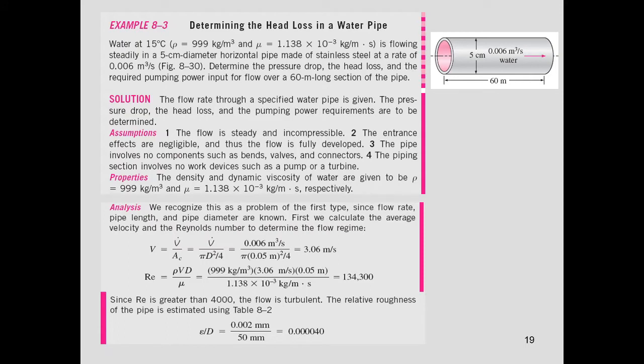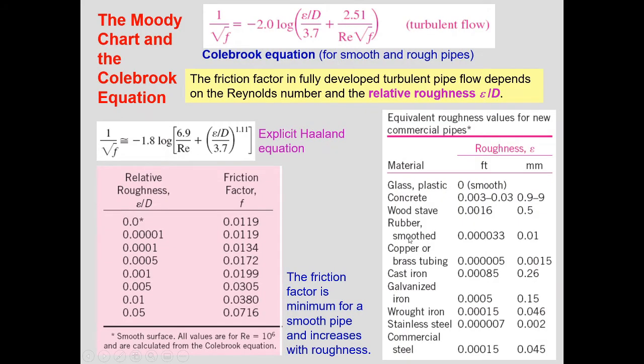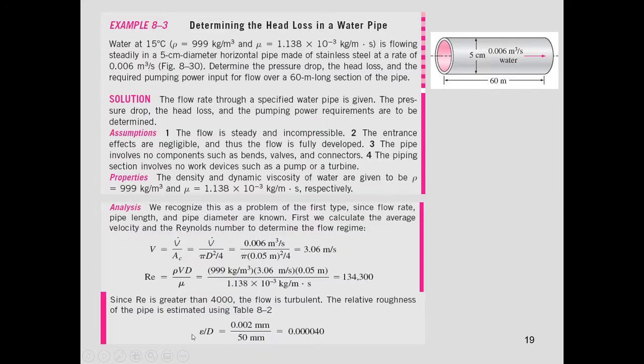Once you know the flow is turbulent, the important parameters that you need to know are first the Reynolds number and second the relative roughness of the pipe. So for relative roughness, epsilon over D, you need to get the type of pipe. The type of pipe is stainless steel, so we refer again to this table. For stainless steel, the roughness is equal to 0.002. So here we got the roughness of the pipe because of the material, and the diameter of the pipe is 50 millimeter, 5 centimeter. And we get the relative roughness is equal to 0.00004, which is 4 times 10 power of negative 5.